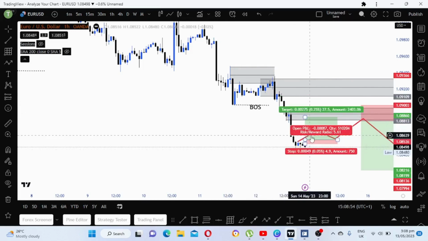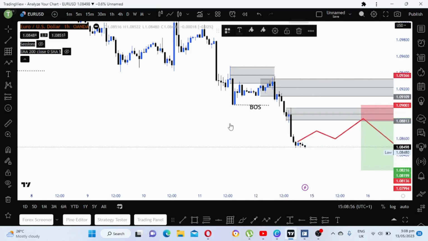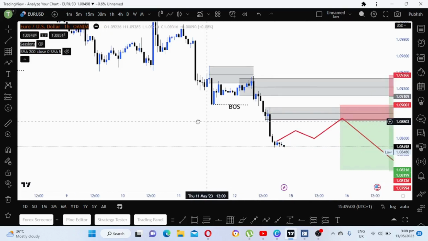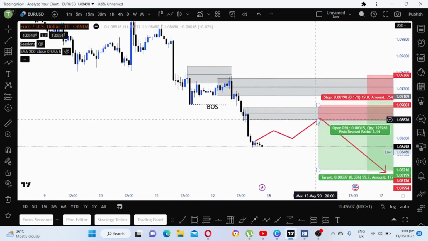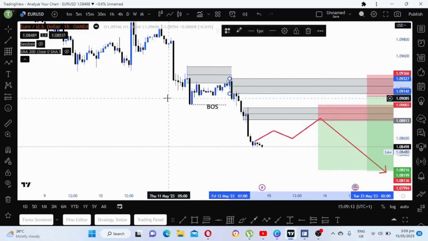But overall we are bearish, as you can see, guys. So I'm only looking to sell at these two supply zones. So I'm not looking to buy. But if I see a nice setup there, I'll buy, obviously.